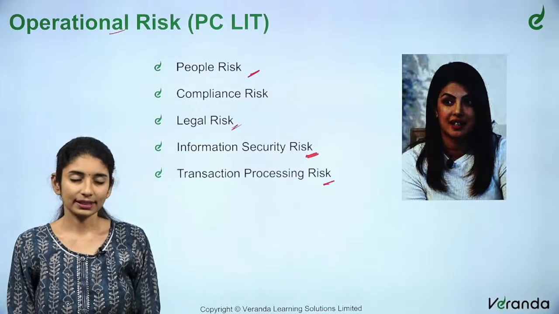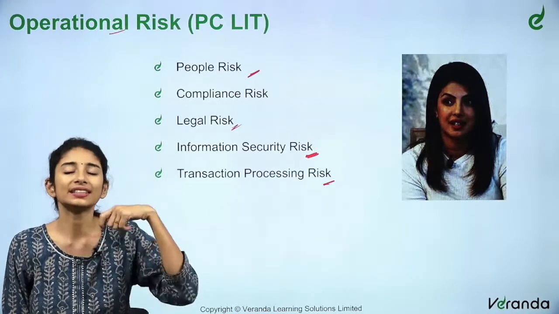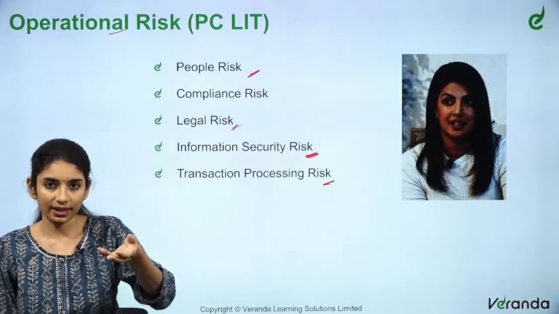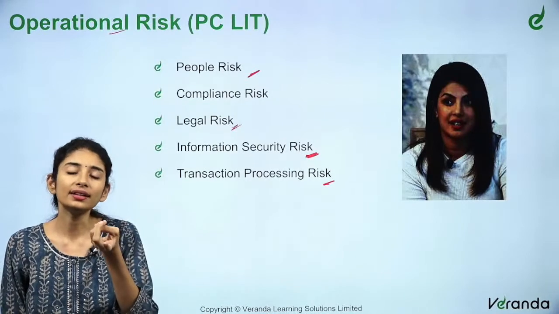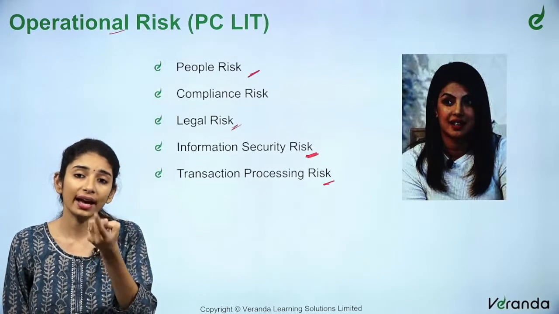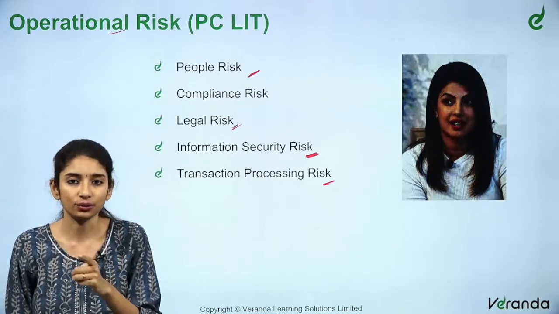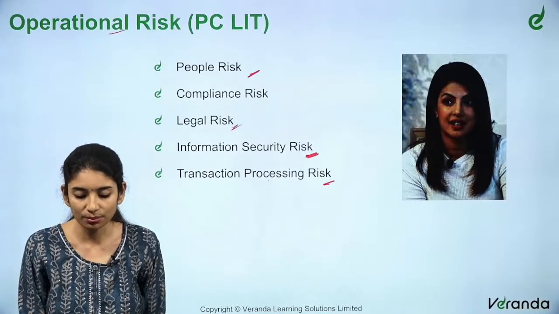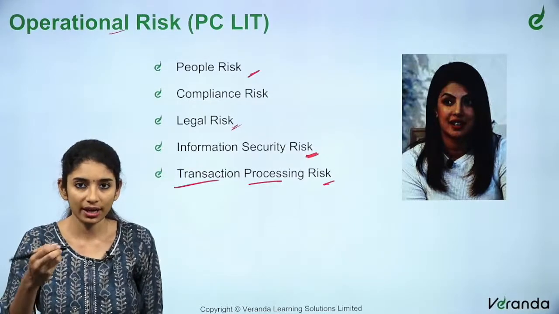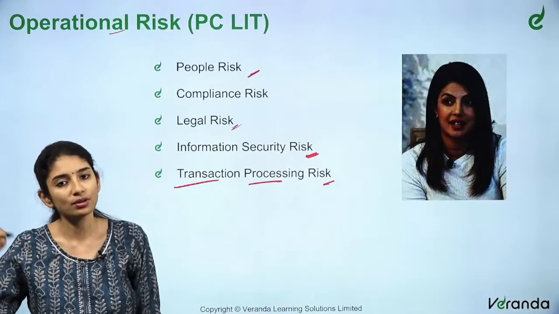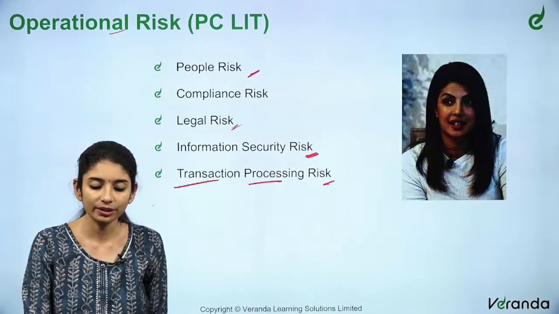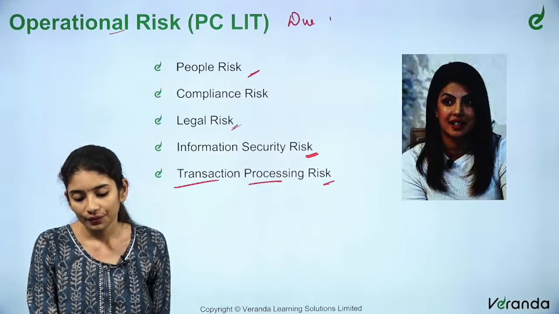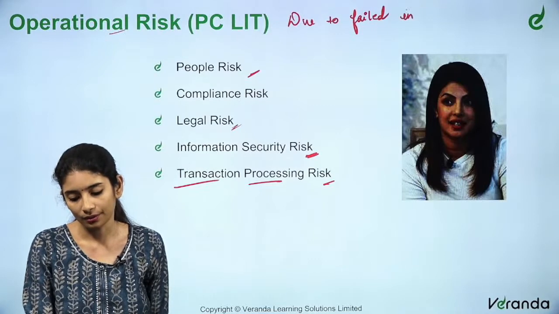Transaction processing risk: if some person has entered data inaccurately, both ways it is transaction processing risk, because if the information entered is wrong, then the reports that come will be wrong. People risk, compliance risk, all of this is operational risk due to failed internal control.